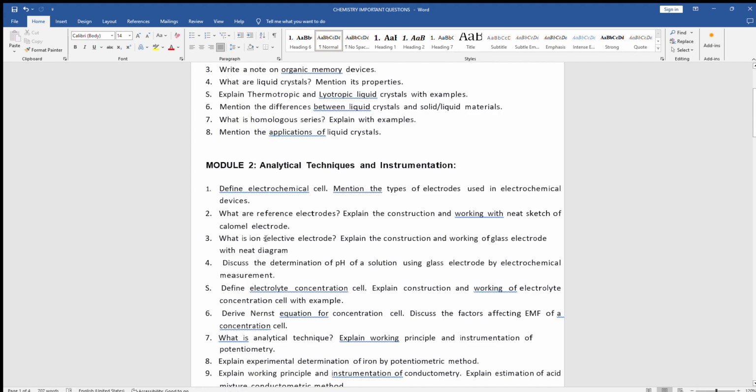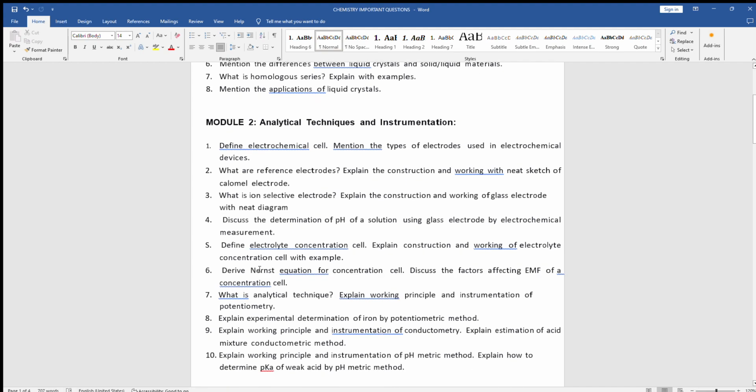Third one, what is ion selective electrode? Explain the construction and working of glass electrode with neat diagram. Fourth one, explain the determination of pH of a solution using glass electrode by electrochemical measurement. Fifth one, define electrolyte concentration cell. Explain construction and working of electrolyte concentration cell with example.